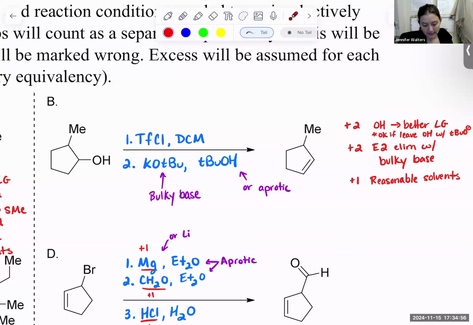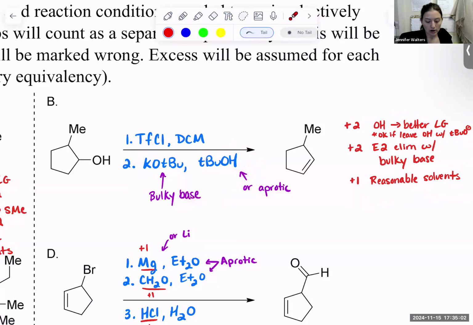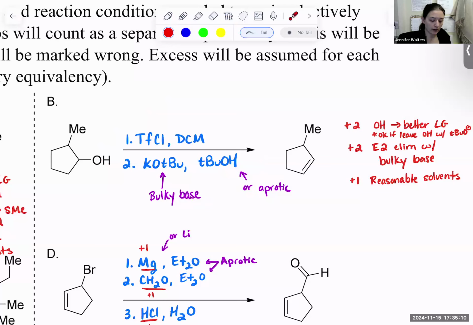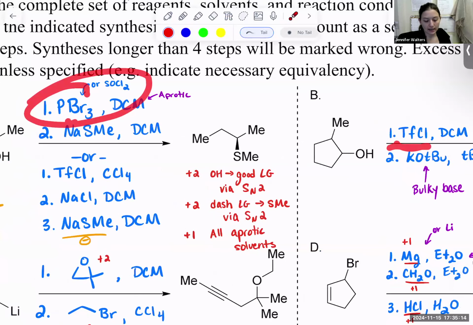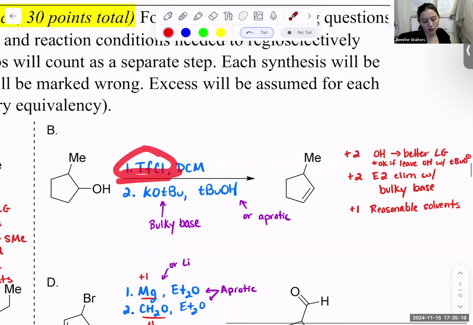And then you needed to have a solvent in there, some sort of reasonable solvent. So either having the conjugate acid of it or any aprotic solvent, recognizing you're doing an E2, that's what was necessary. And then for whatever your initial steps were, as long as you were doing the phosphorus trihalide or thionyl chloride, or turning your alcohol into a sulfonate, whatever you did, then that worked.